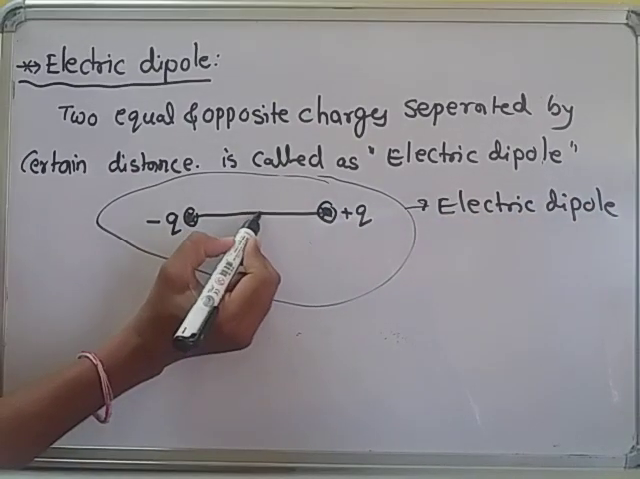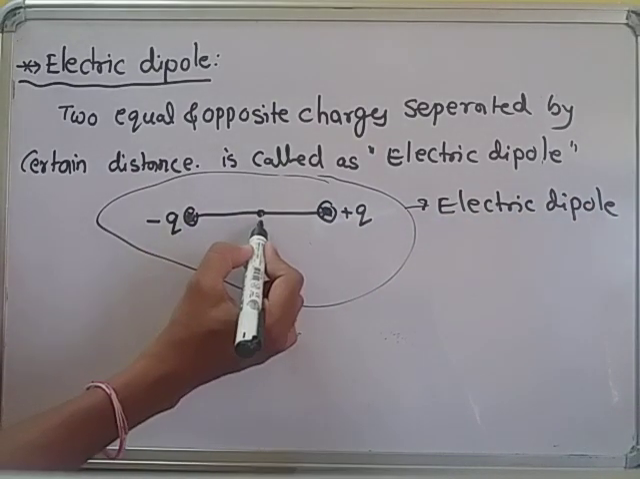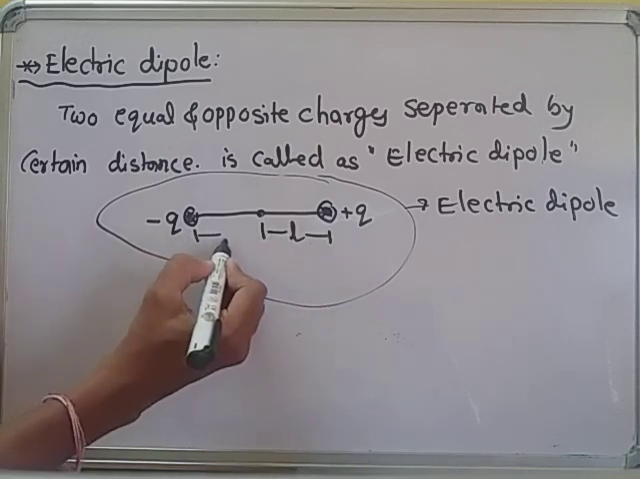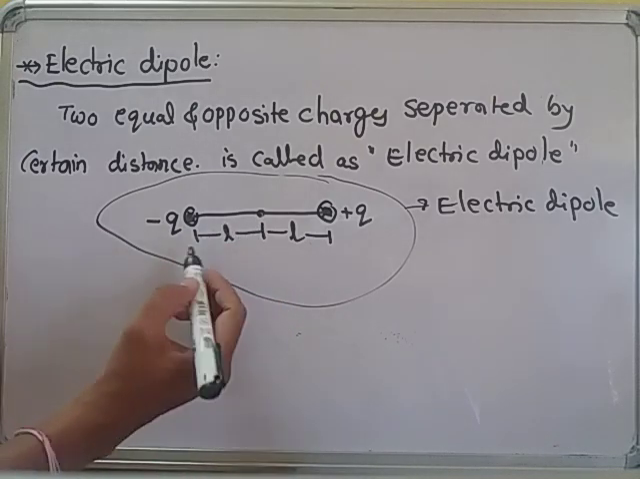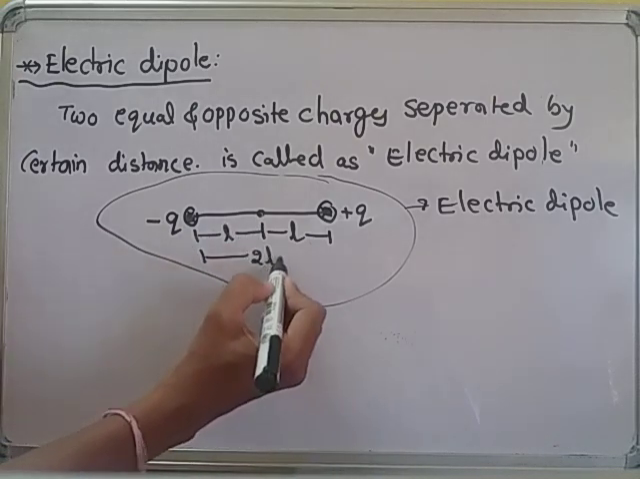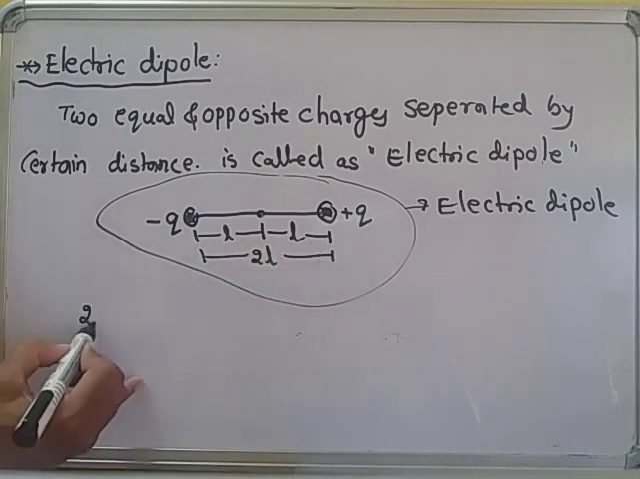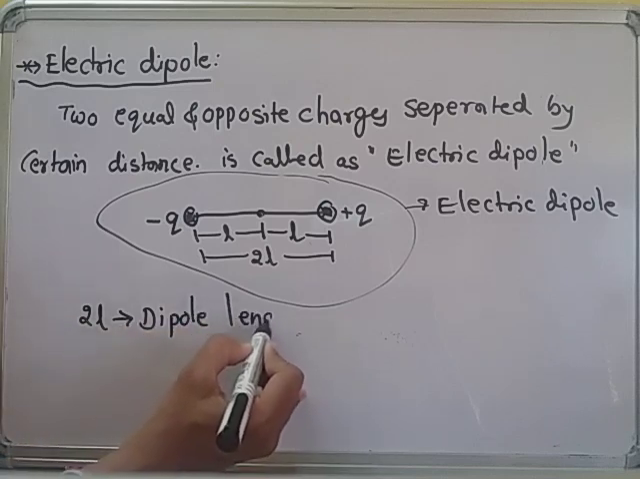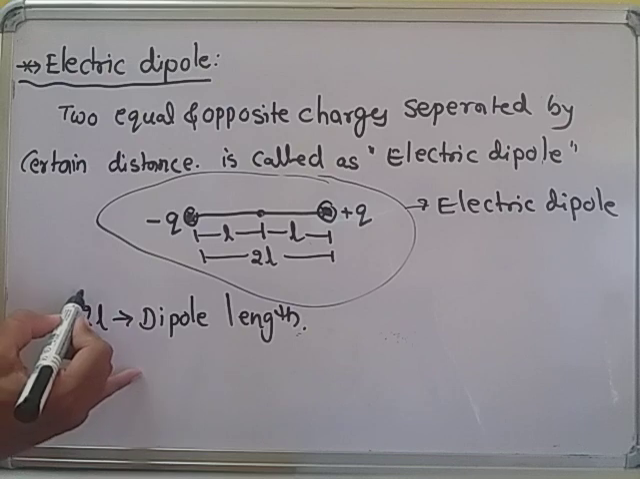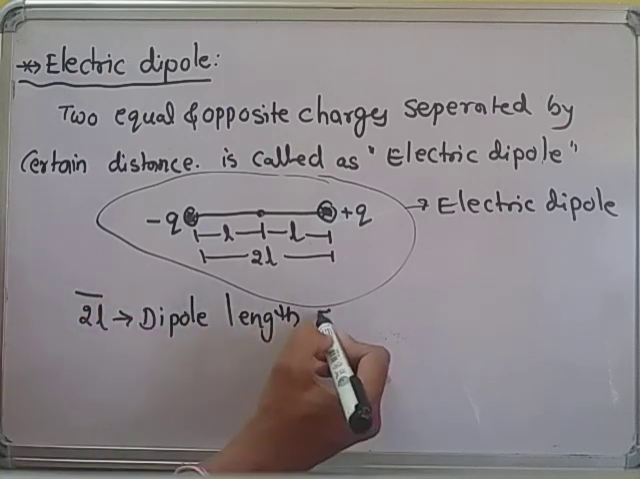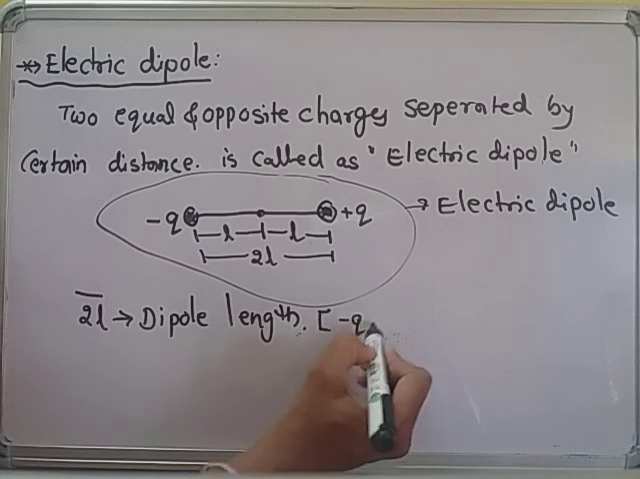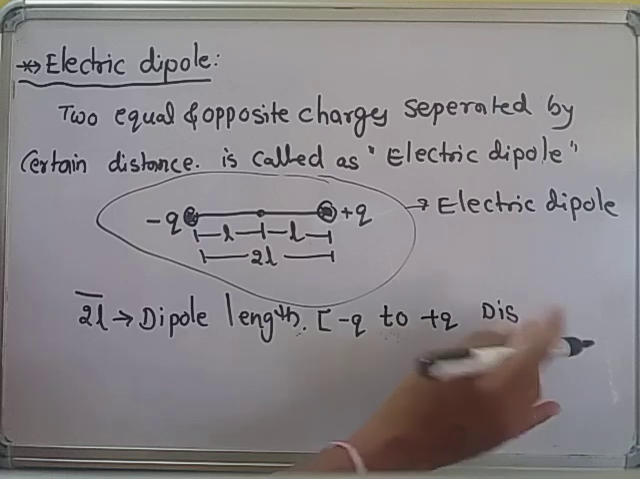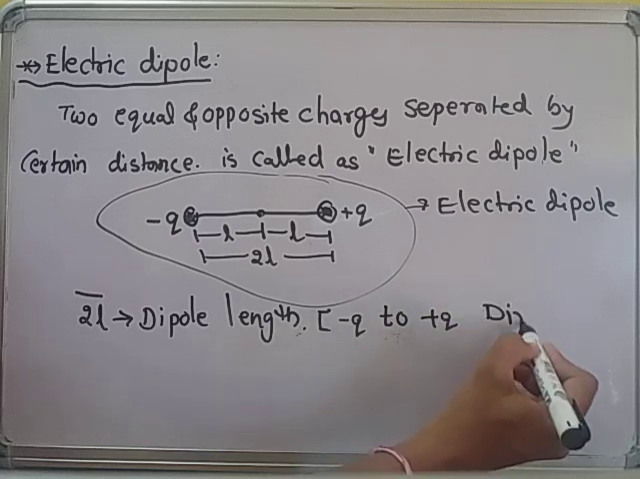If this is considered the center point of the dipole, the distance of the plus q charge is L and the minus q charge is also L, and now this 2L is said to be the dipole length. What is 2L here? Dipole length, or length of dipole. We take this as a vector. Its direction is from minus q to plus q, just like a displacement vector.